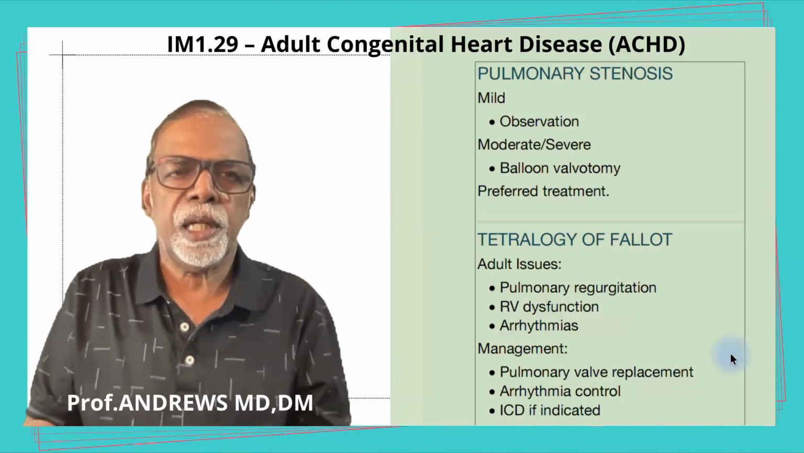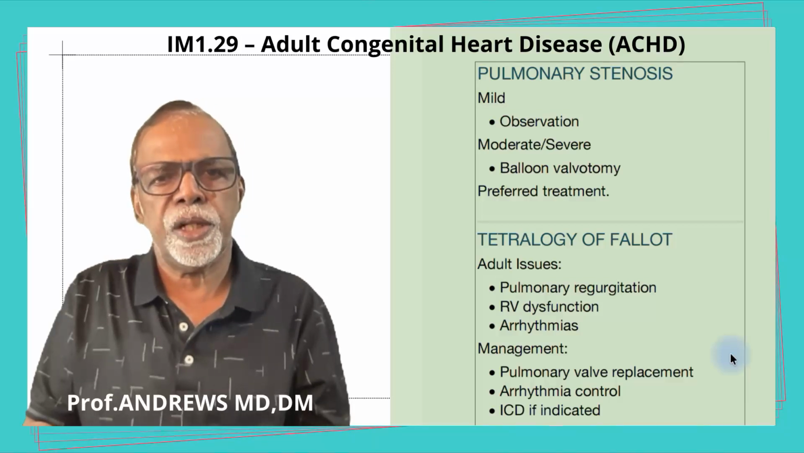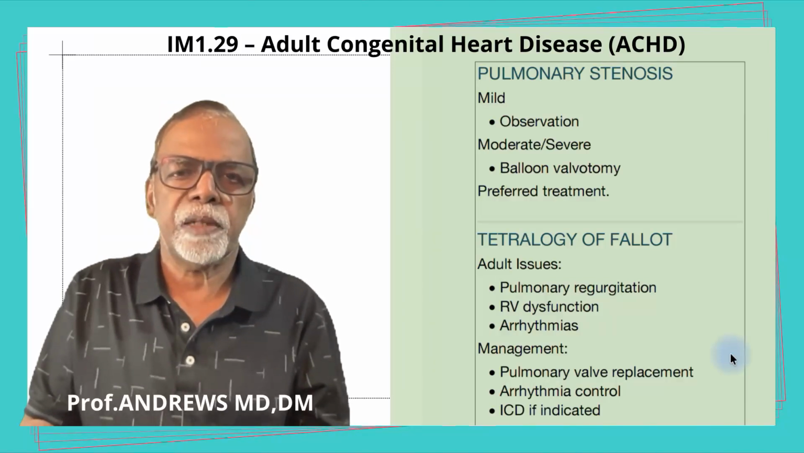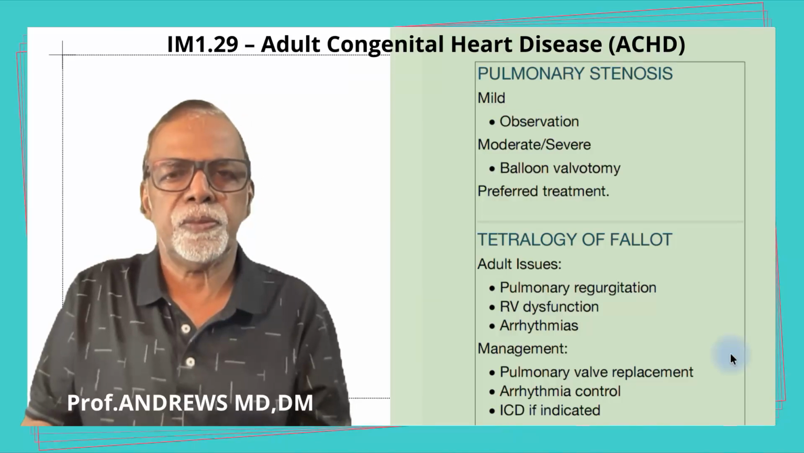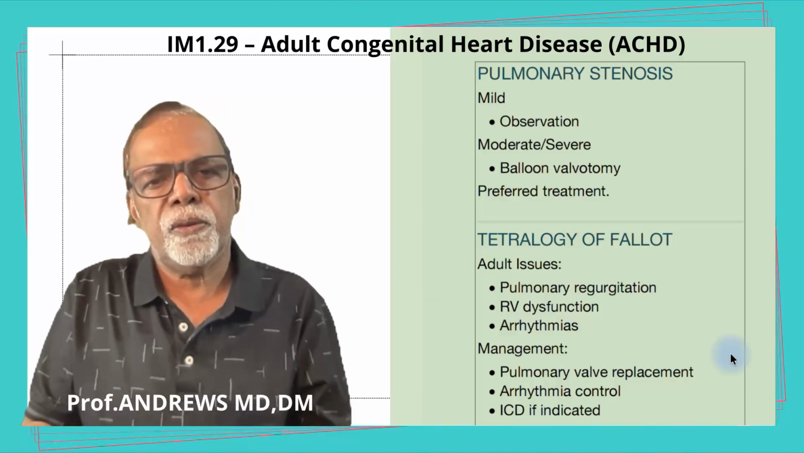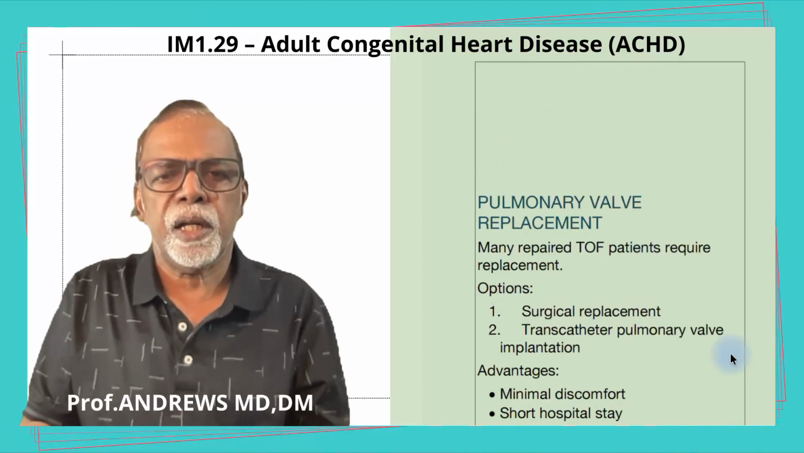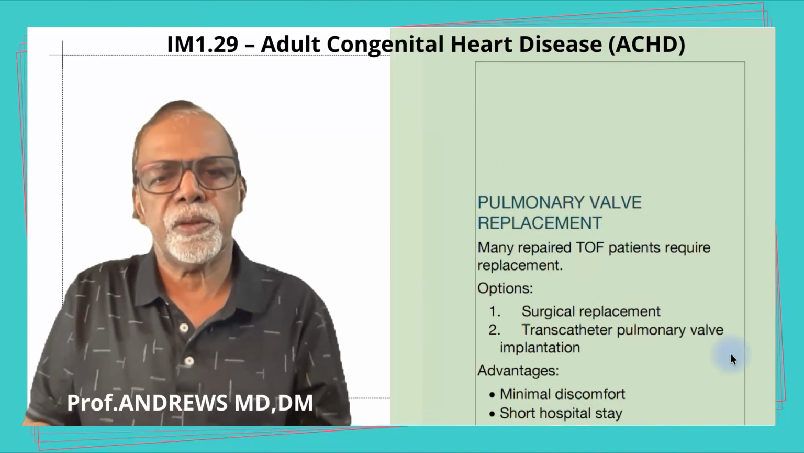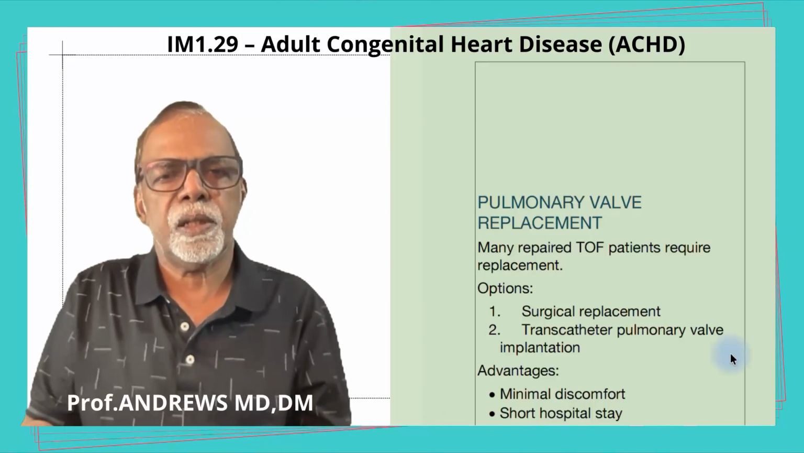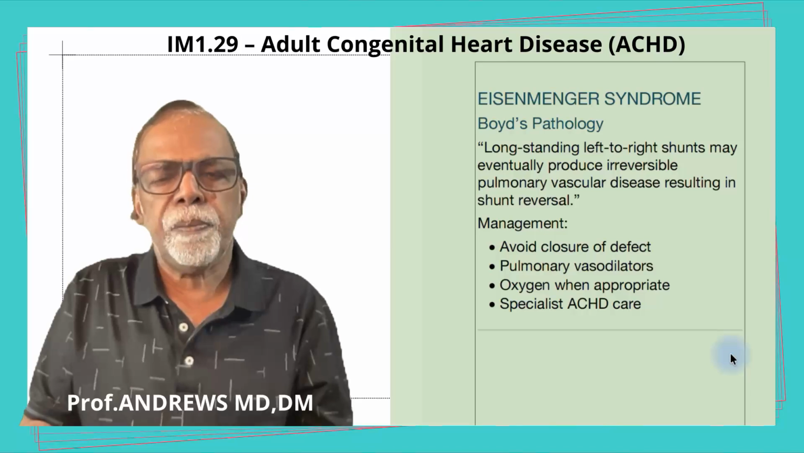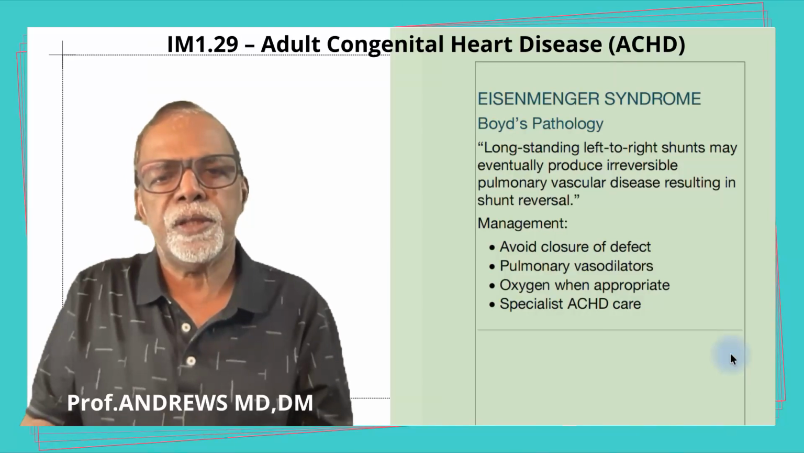In pulmonary stenosis, mild: just observation; moderate to severe: you may go for balloon valvotomy. Medical therapies also. Tetralogy of Fallot in adults: development of pulmonary regurgitation, RV dysfunction, arrhythmias can occur. Again, the treatment depends upon the clinical scenario. Many repaired tetralogy of Fallot patients require replacement of the pulmonary valve.